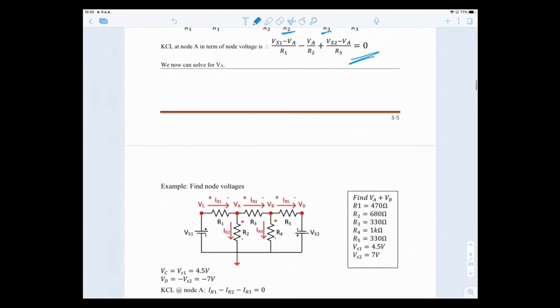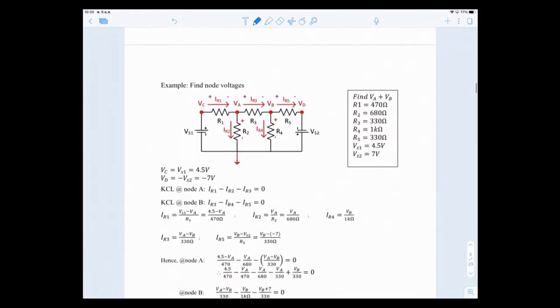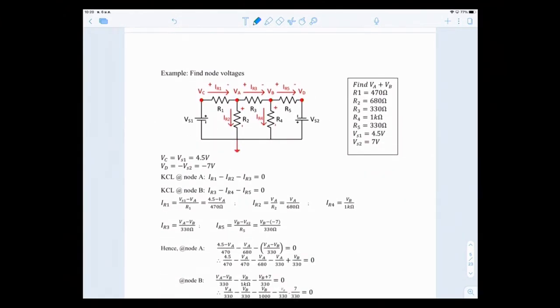Okay, so here is another example. The problem is a little longer, but it's the same thing. You have VS1 given here, and VS2. So how many nodes are there? There are 1, 2, 3, 4, and 5 right here. And of course, choose one as reference, so the one at the bottom here as reference.